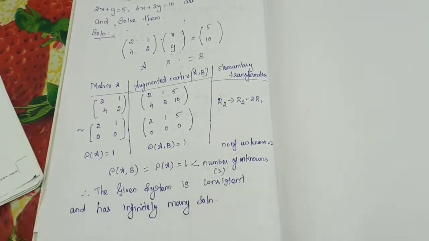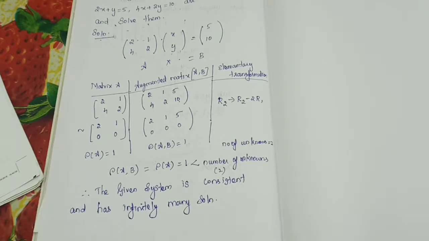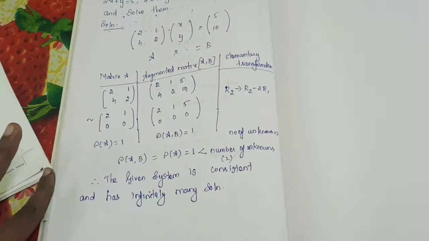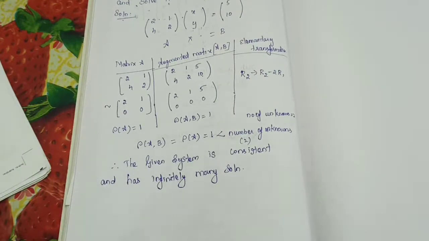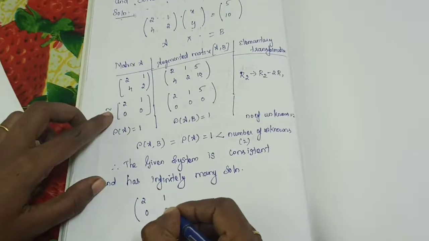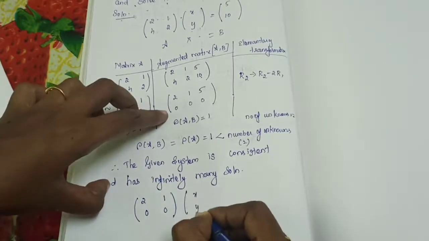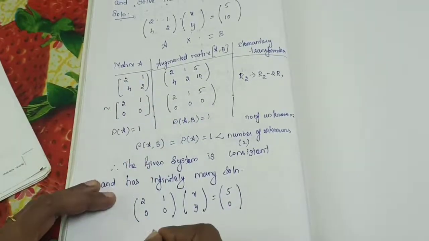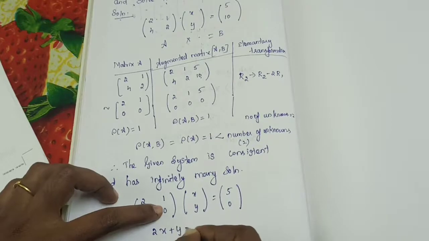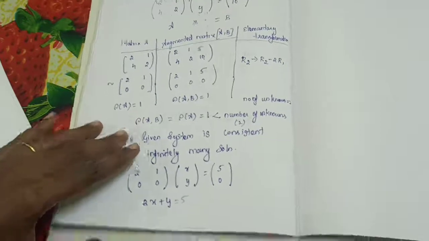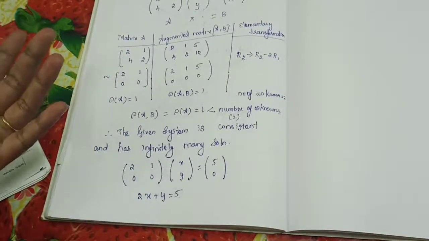First, you need to learn those 4 rules by heart thoroughly. Then only you won't get confused. Understand? The given system is consistent and has infinitely many solutions. So now I am going to write that matrix as [2, 1; 0, 0] times [x, y] equals [5, 0]. So 2x plus y is equal to 5. Is it right?